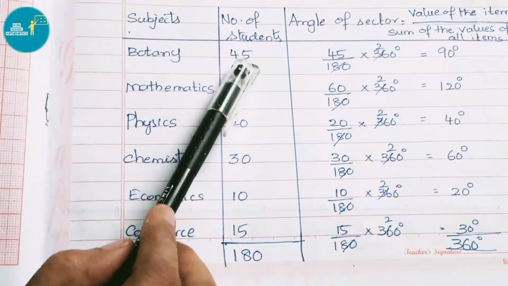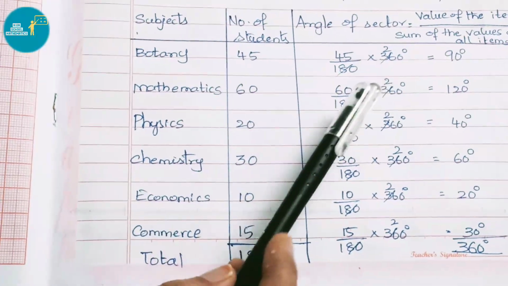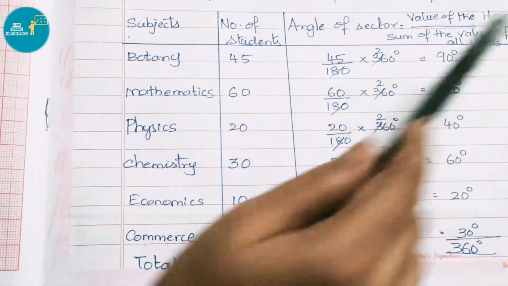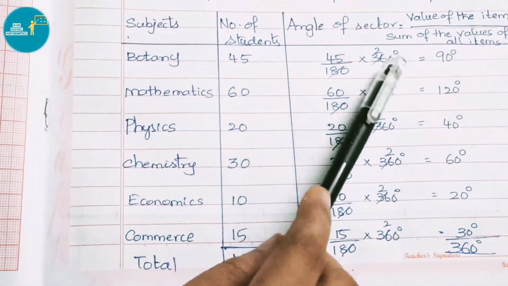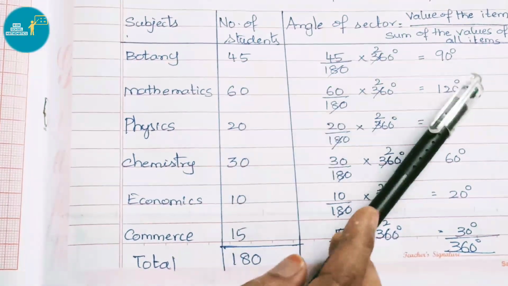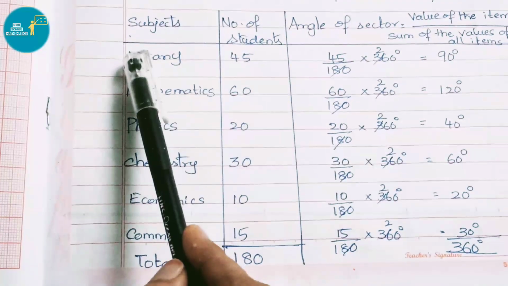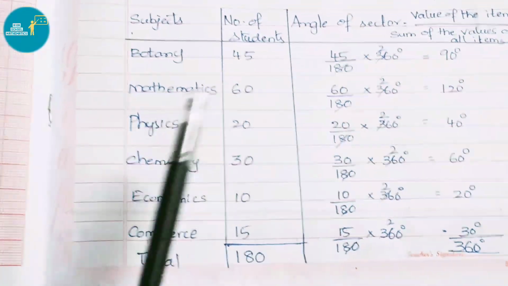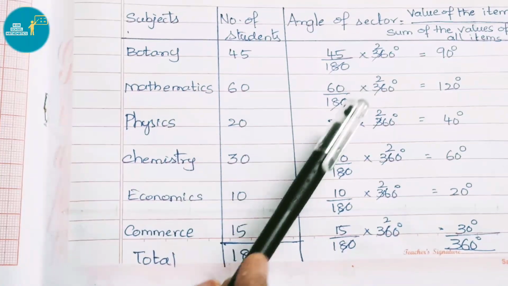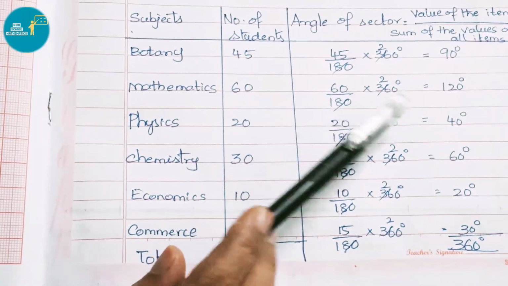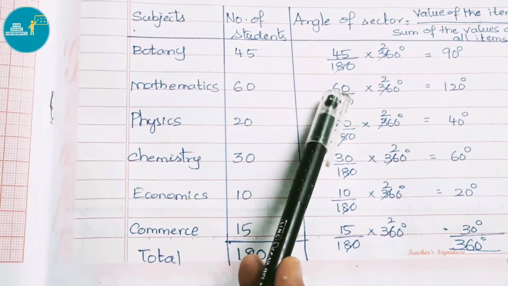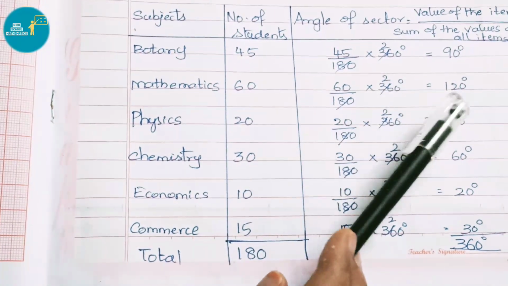So botany 45 students opted. So we have to write here 45 by total 180 multiplied by 360. 180 into 2 is 360. Now multiply numerator 45 by 2, that is 90. So botany 90 degrees. See now next mathematics 60 students opted. So we have to write here 60 by total 180 into 360. 180 2 times 360. Now multiply numerator 60 into 2, that is 120.